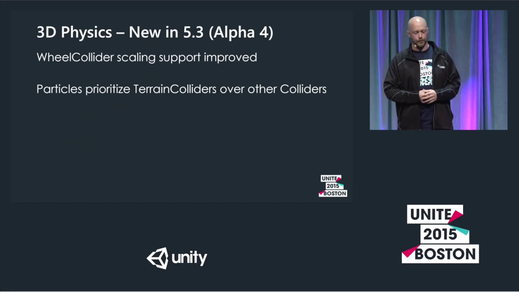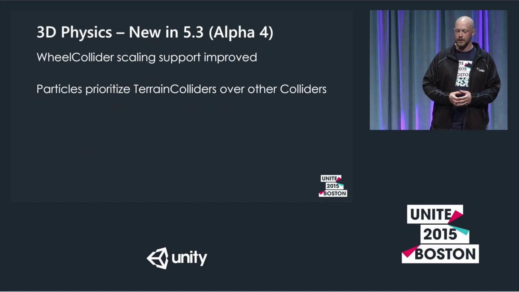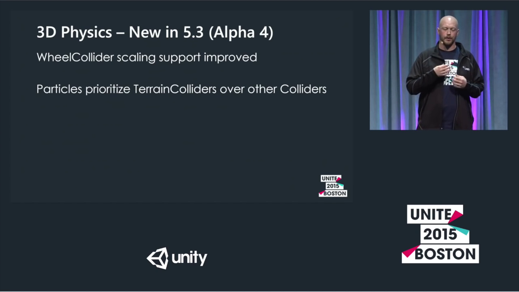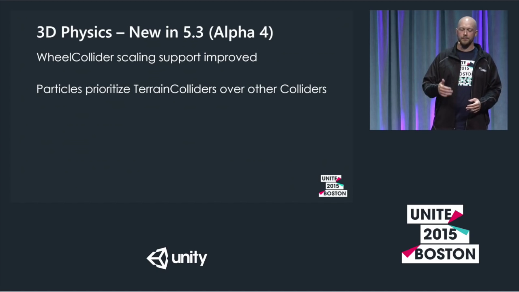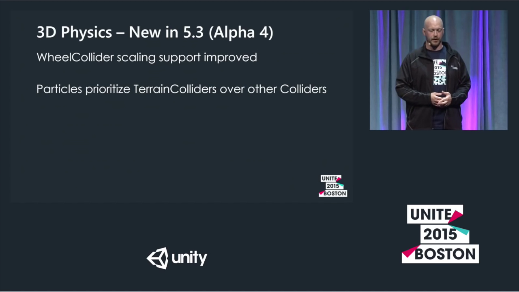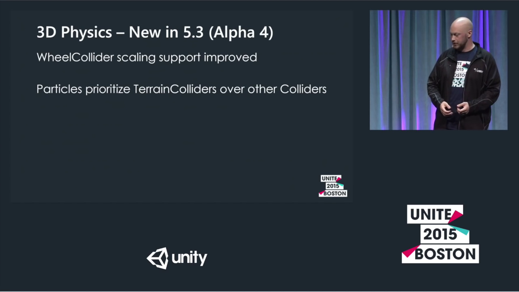And we have also been working a bit with the particle guys. We had some issues with particles falling through big terrains. Now we modified the particle system to prioritize the terrain colliders over all other colliders. The particle system itself has a user-defined max-sized buffer on how many things it can collide with. And it will try to fill that buffer as much as possible with terrain colliders, and then if there is space left, use the other colliders. Of course, you can tweak this yourself now.